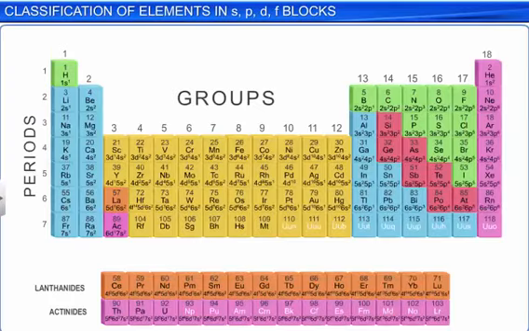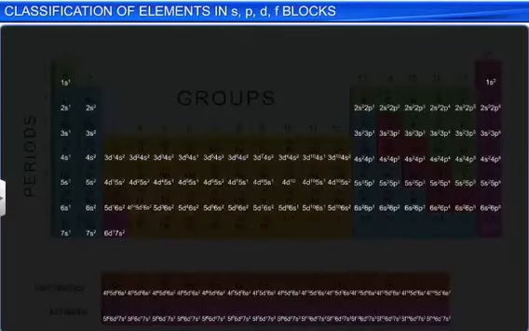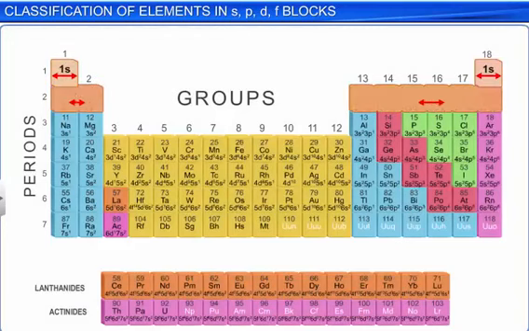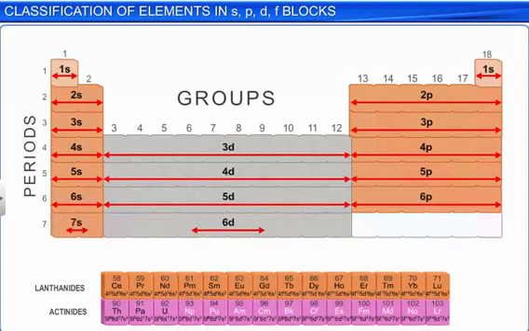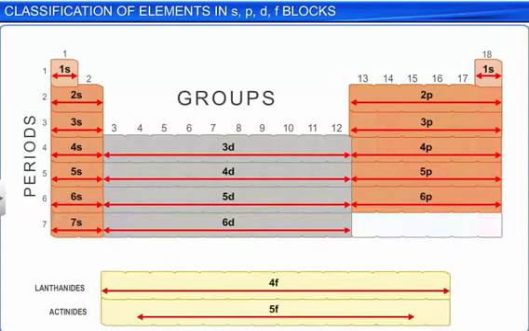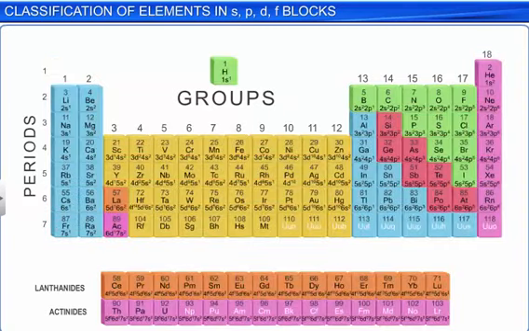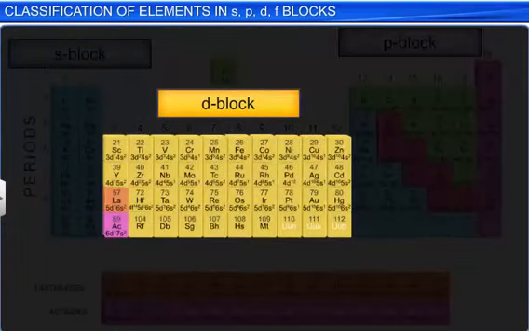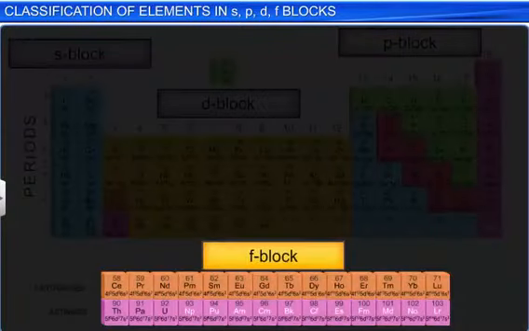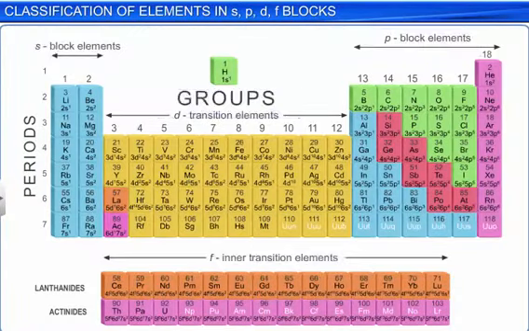We had studied that the position of an element in the periodic table is based on its valence shell electronic configuration, based on the type of atomic orbitals which receive the last electron or differentiating electron. These elements are categorized as S, P, D, and F block elements. However, there are two exceptions to this classification.